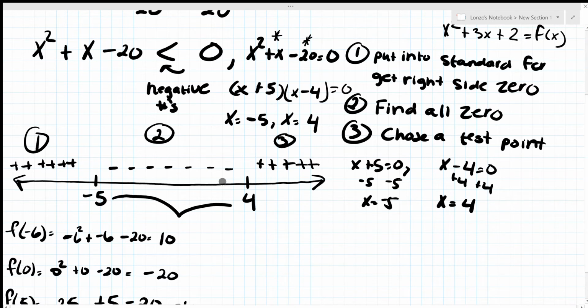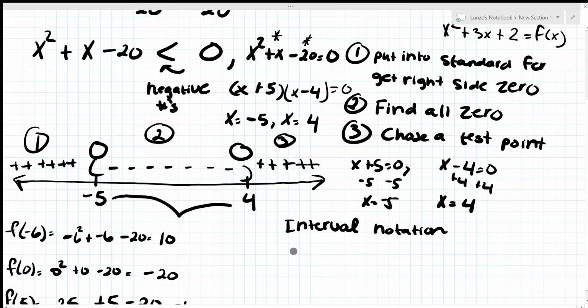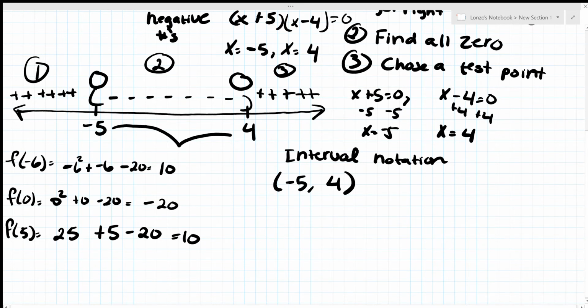But remember, this is a less than, there's no equal sign. So are we going to use a dark circle or open circle? We're going to use an open circle, because there's no equal sign, or you could use parentheses. It's the same thing. So my interval notation is from -5 to +4 in parentheses, because there is no equal sign on our inequality. And that's interval notation.